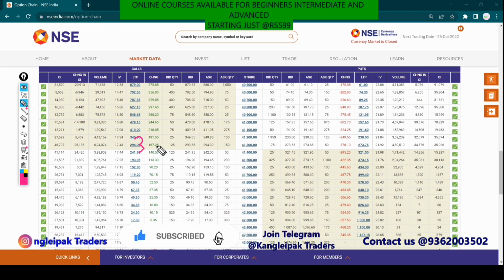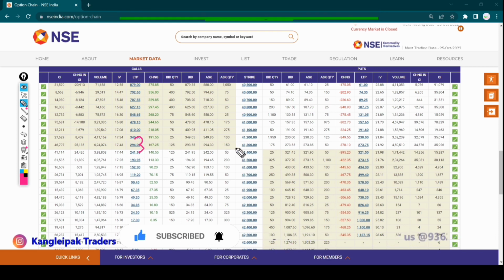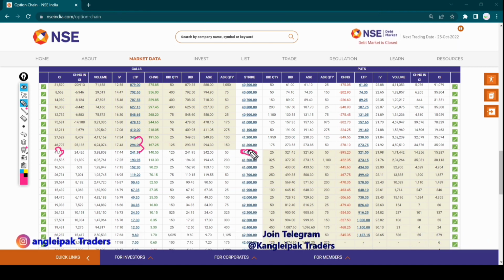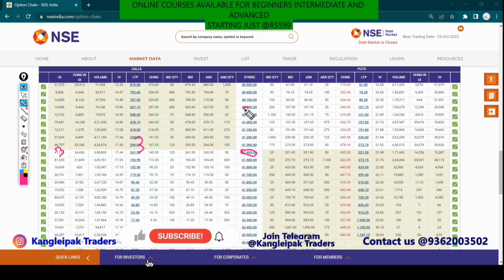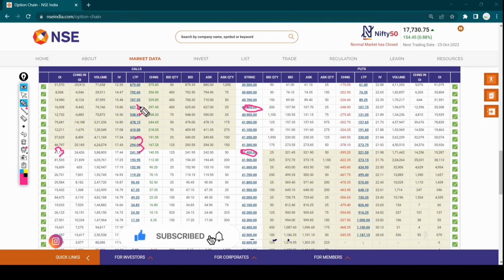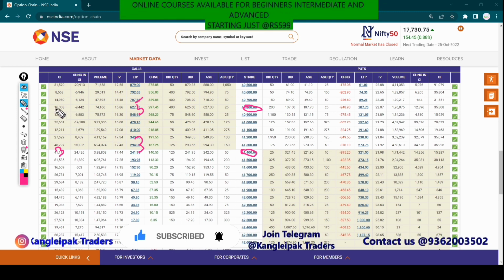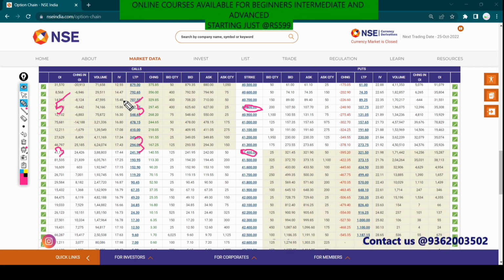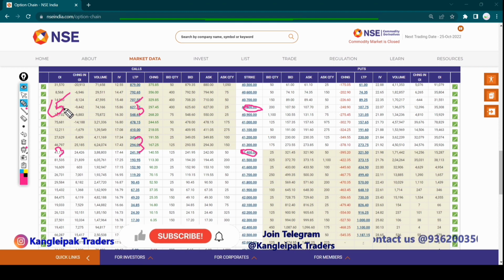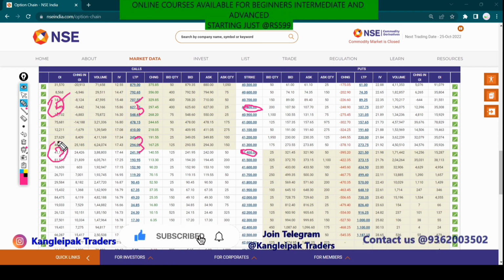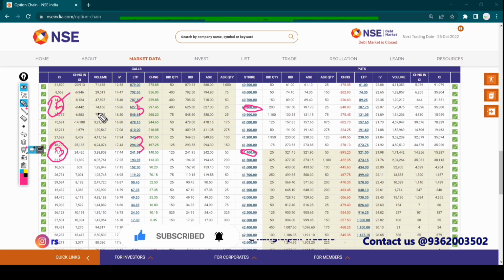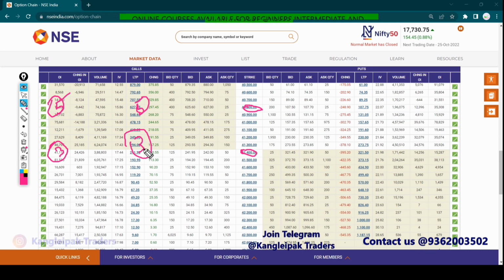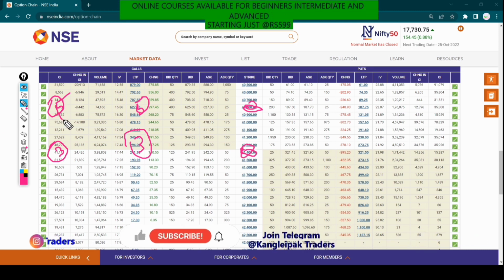For example, if 3 people are selling this 41,000 strike price, then the OI will be 3. If 5 people are selling this 40,800 strike price, then the OI will be 5. So open interest is the number of people betting on this particular strike price, and it will be shown in open interest.